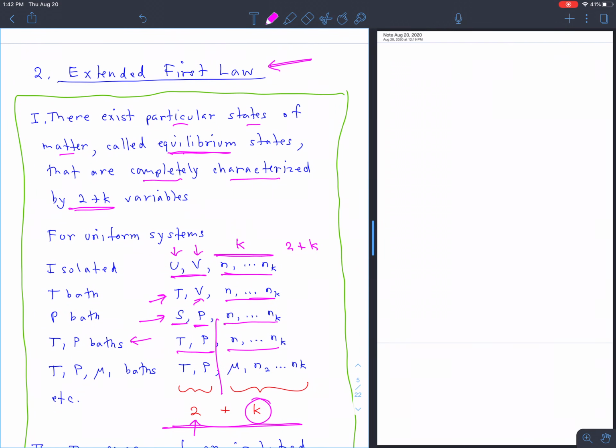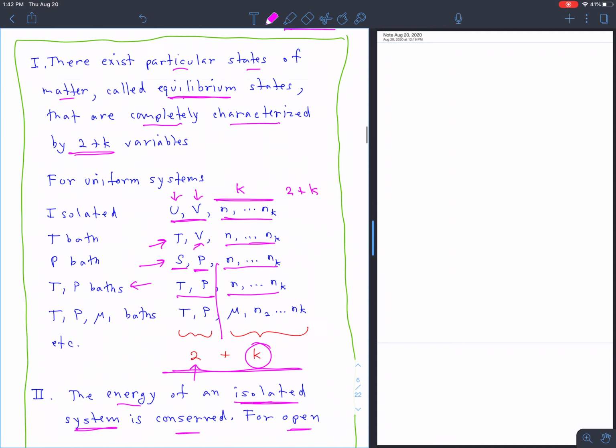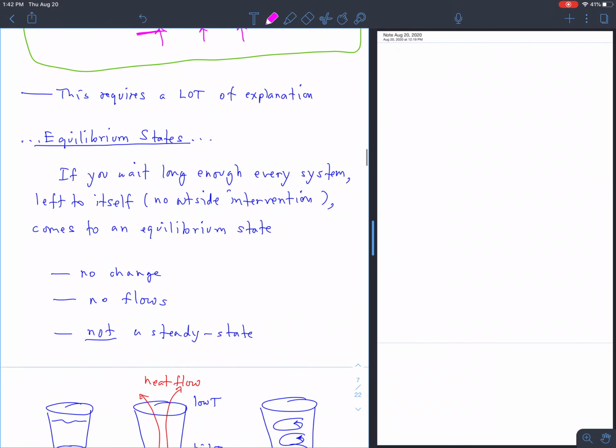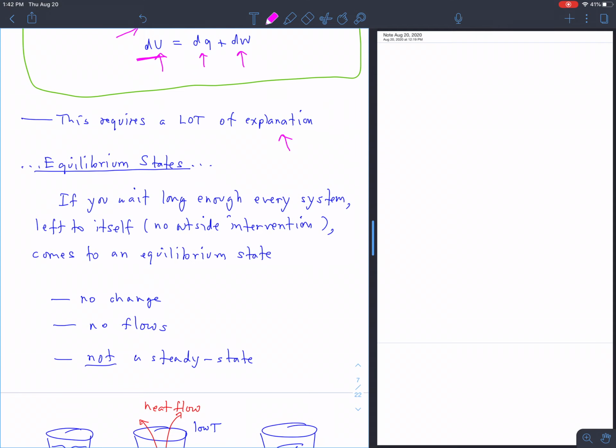That's up on the Learn site, just because I think this is an important statement. I don't think I have a second law statement on the Learn site, but I will put that up eventually. Let's go through it now. So it says here, this requires a lot of explanation. That is absolutely true. So let's go through it.